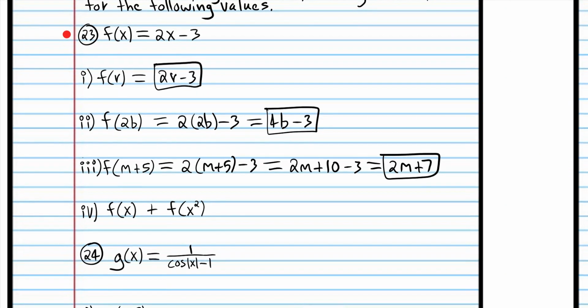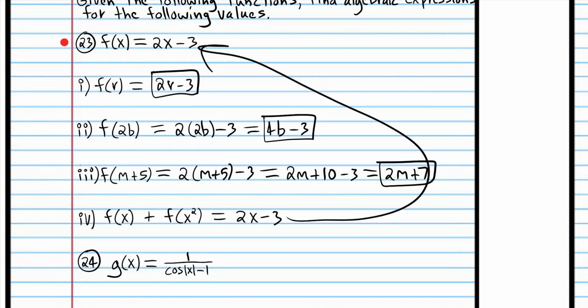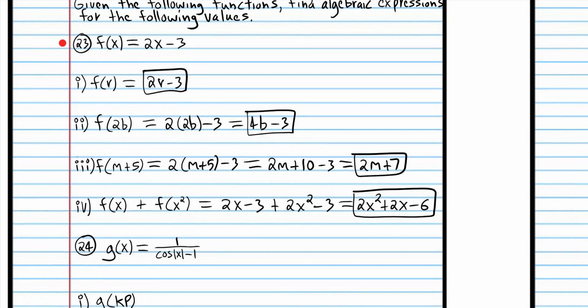Now things are getting even more complicated, because we're asked to find f of x plus f of x squared. Well, f of x is just the exact same thing that we see up here. It's no difference. But f of x squared is the exact same thing that we see up here, except instead of x, we have x squared. And then if we want to simplify, we can write 2x squared plus 2x minus 6, because we can combine the negative 3's. So there you go.